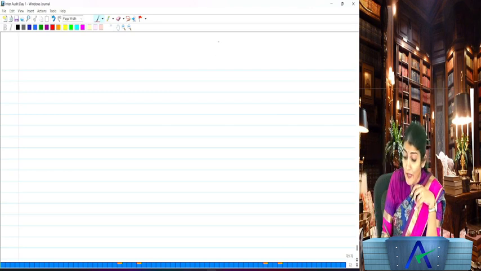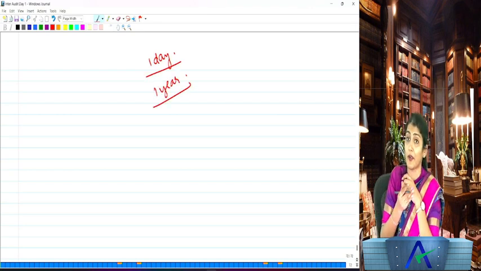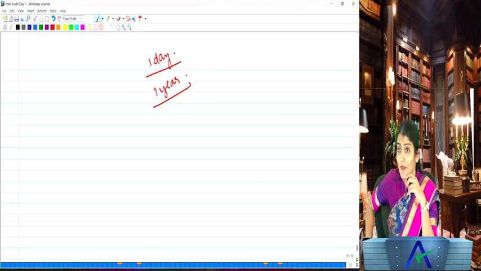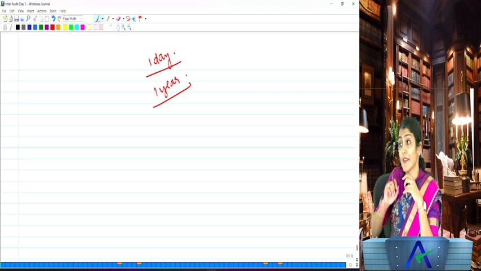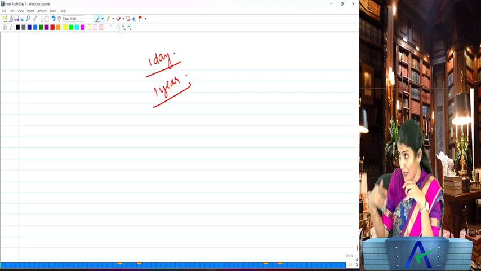Is it possible that after 1 day or 1 month or 1 week or 1 year, the company wants to change the auditor? Or is it that for 5 years this fellow will not move from his chair? What does it say? Maximum after 5 years, he has to get up from his chair.